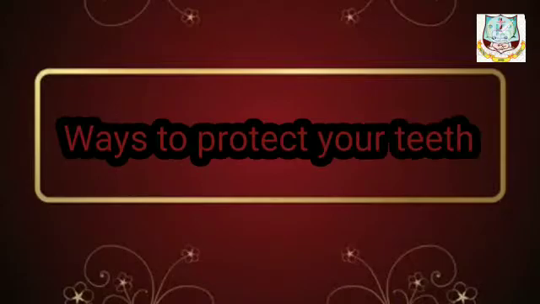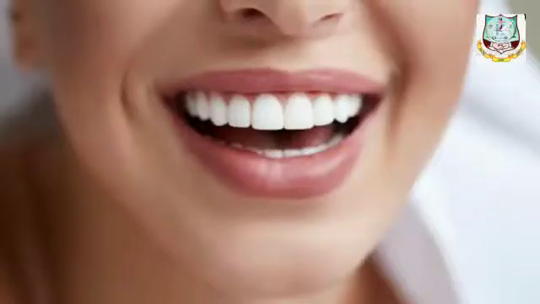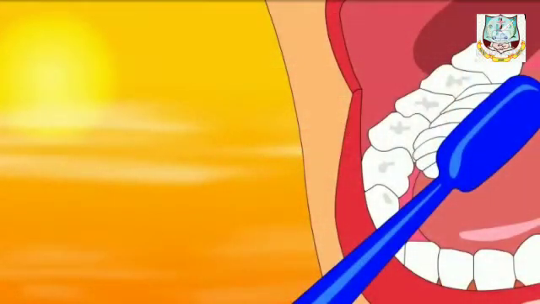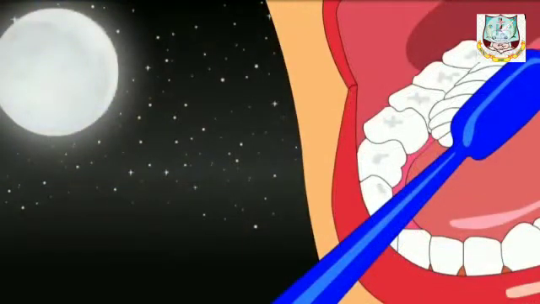Next, we can learn ways to protect our teeth. Children, we all know that teeth are very important for us, isn't it? So, we must take good care of our teeth. To keep teeth healthy and prevent tooth decay, we must follow these tips. First, brush your teeth at least twice a day, that is, once in the morning and once before going to bed.